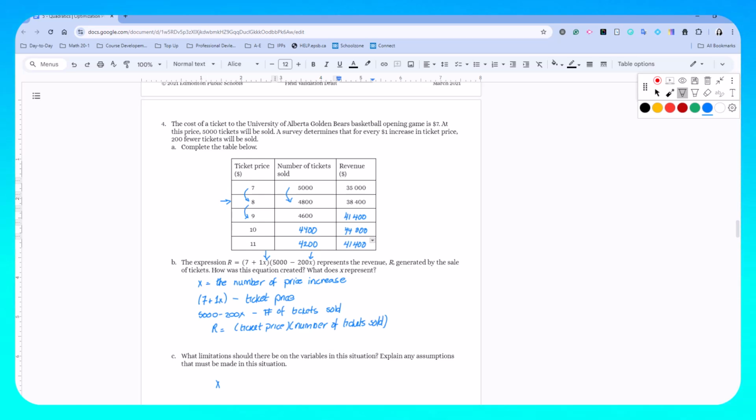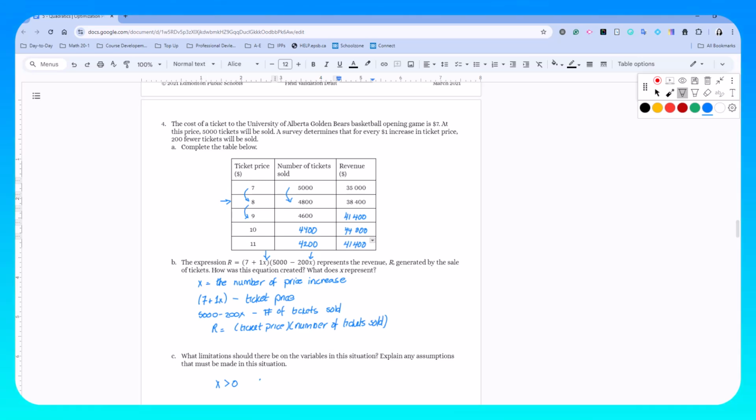What should x be? Think of the number systems. Can x be negative? Can x be decimals? Can x be what? What can it be? Well, if x is the number of price increases, we know that x must be greater than 0. If x equaled 0, there wouldn't be a change. So we know x must be greater than 0 in this case.